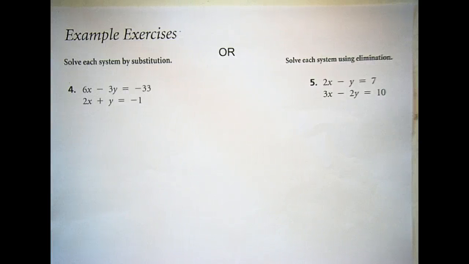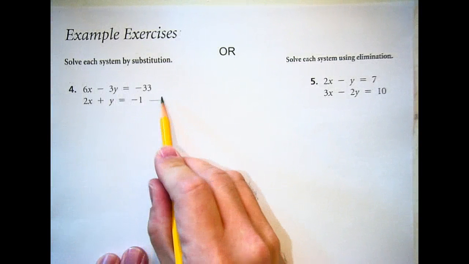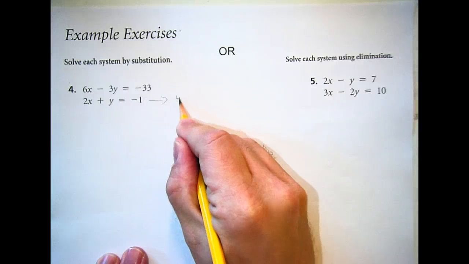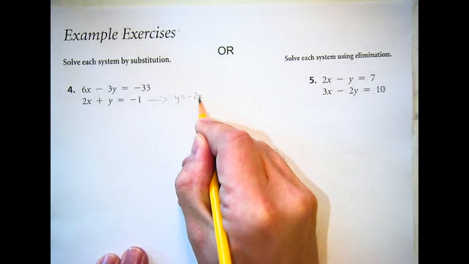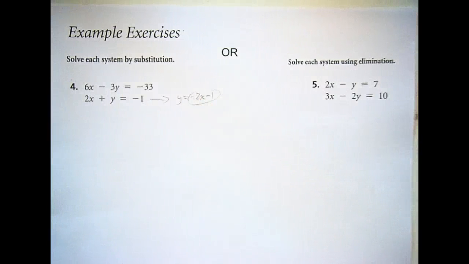Can someone tell me why substitution? Hannah, why? Because you can easily subtract the 2x and that'll give you y equals negative 2x minus 1, and you can easily plug that into the first equation. Okay, so one argument for substitution is just to solve this one for y. So I go y equals negative 2x minus 1, and there. I now could substitute that in for y up here. Okay, one argument for substitution.